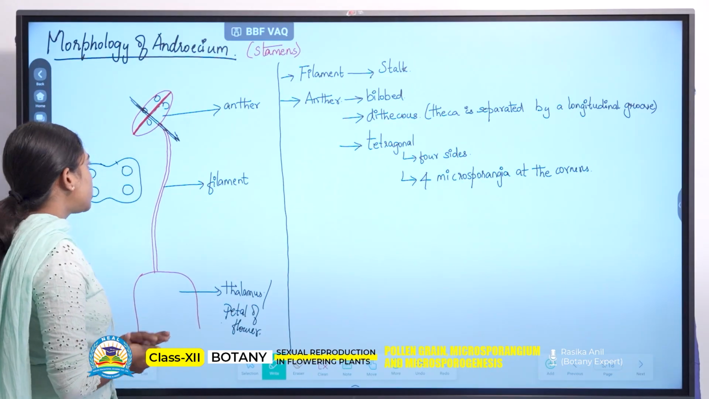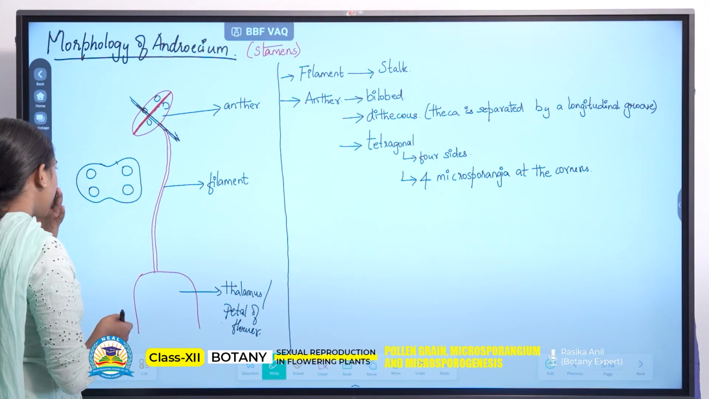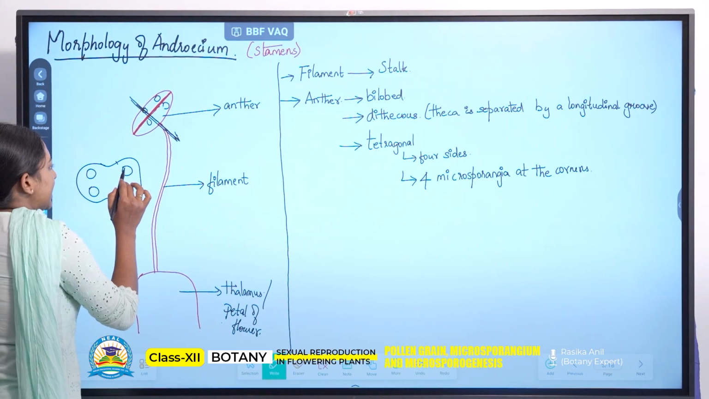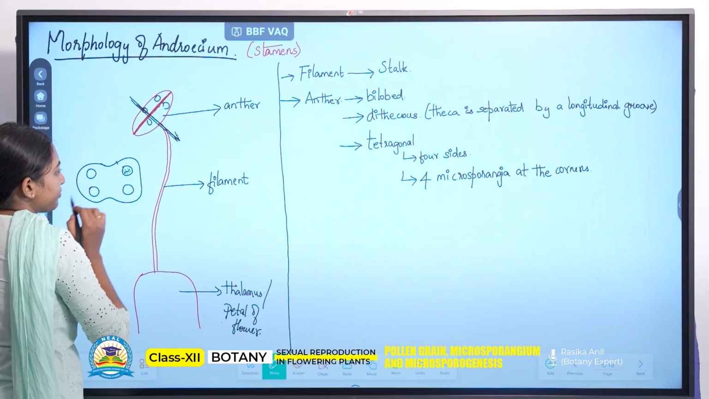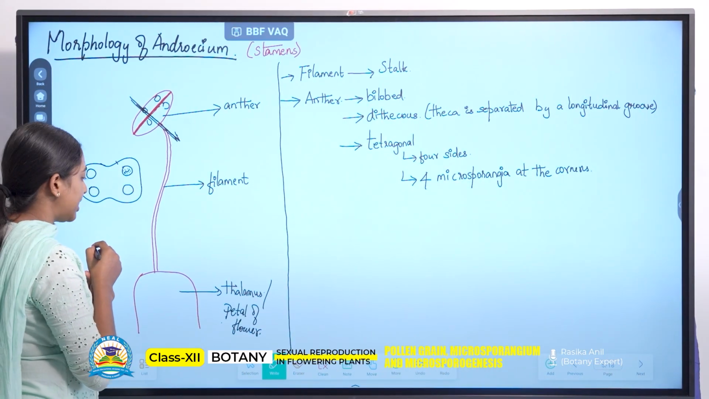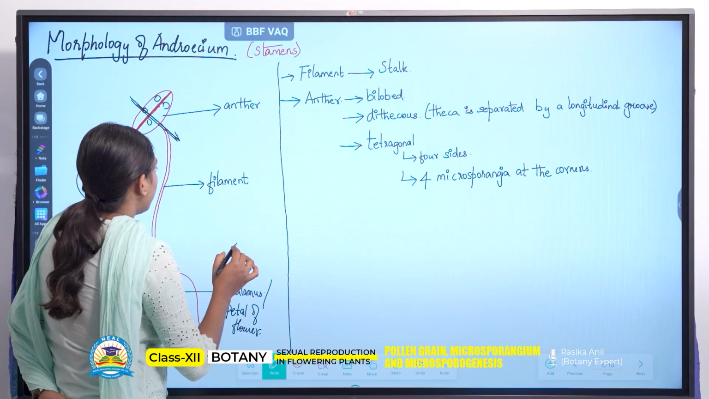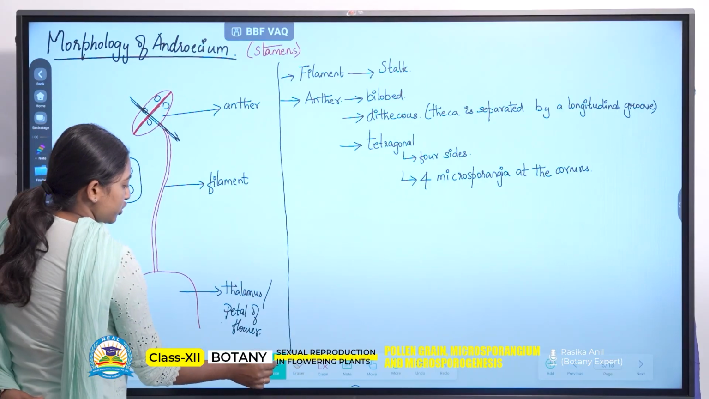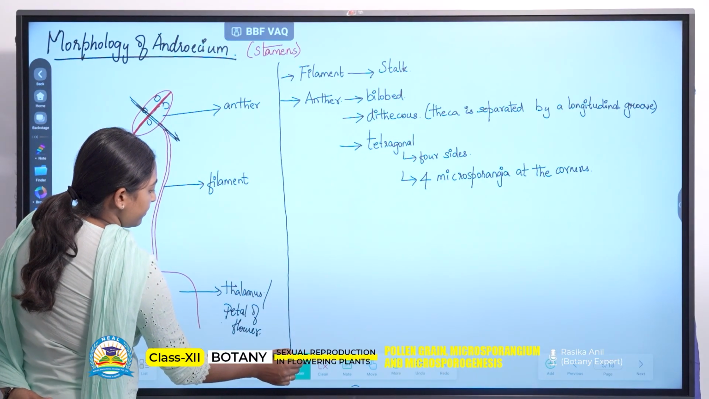Now what happens to this microsporangium, I will tell. So this is your microsporangium. Inside that you will have a type of cell. Yeah. So this microsporangium, wait.